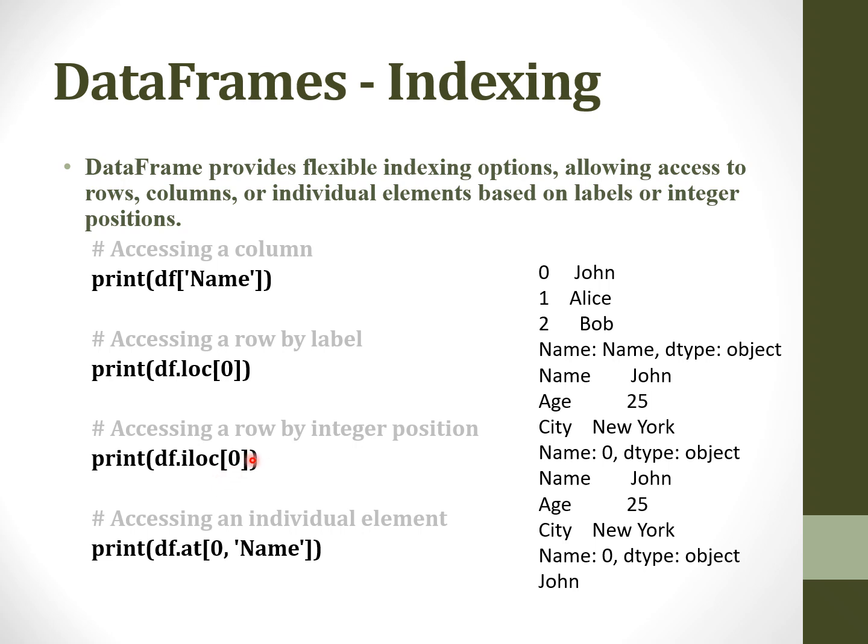Similarly, we can also access a row by means of integer position. If we do so, the same data in this case will be printed: name, age, and city. Suppose in the data frame at the location 0, we want to know what name is associated. The name associated is John, and that can also be printed here.